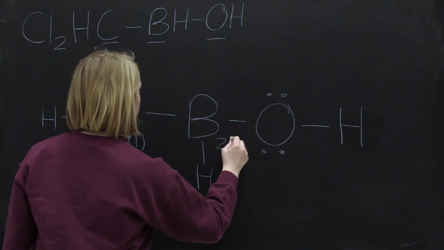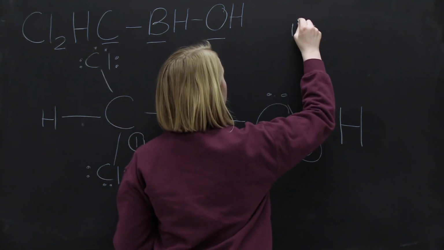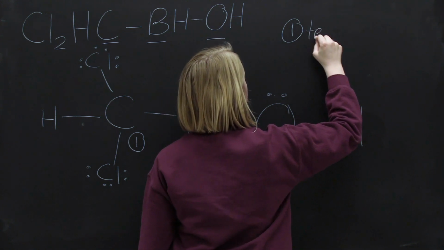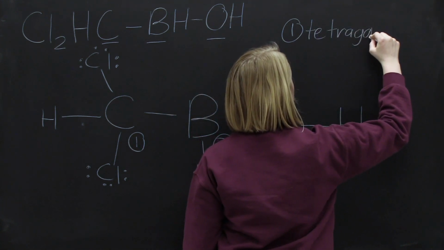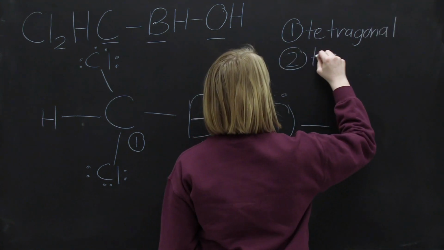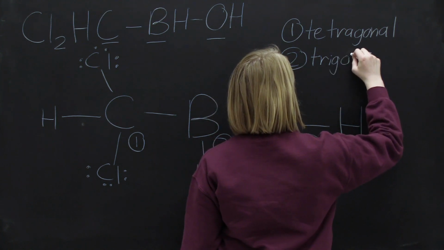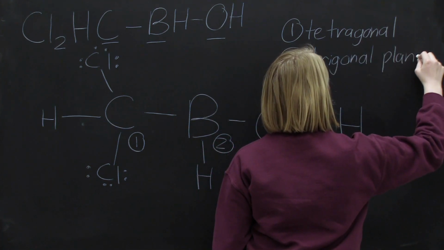Next, we're going to identify the geometry at each of the backbone atoms. So the first geometry, centered around this carbon atom here, has 4 bonding domains, all of which contain bonds to other atoms. So that's going to be tetrahedral. The second geometry has 3 bonding domains, all of which are bonded to other atoms. So this is going to be a trigonal planar geometry.